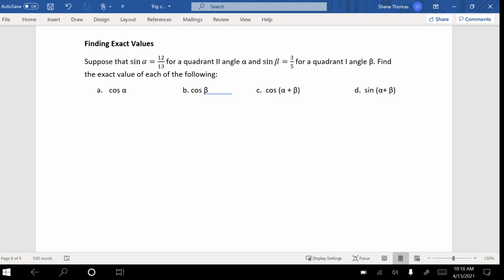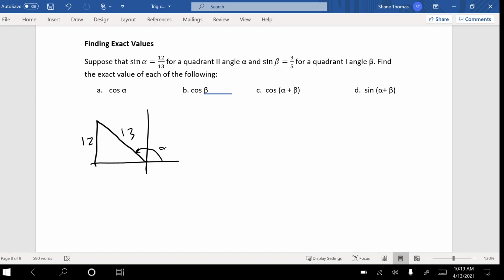All right. So, first off, let's draw our triangles that we're going to use for this. Okay? So, we have our angles. First off, we have a quadrant 2 angle, right? Quadrant 2 is going to be right there. We're talking sine of alpha. So, sine of alpha would be opposite, which is 12. Hypotenuse would be 13. Now, alpha would be this angle right here. Okay?